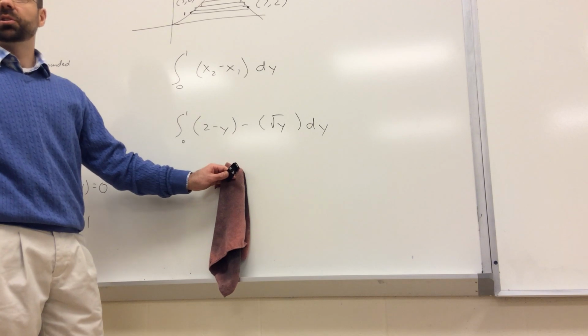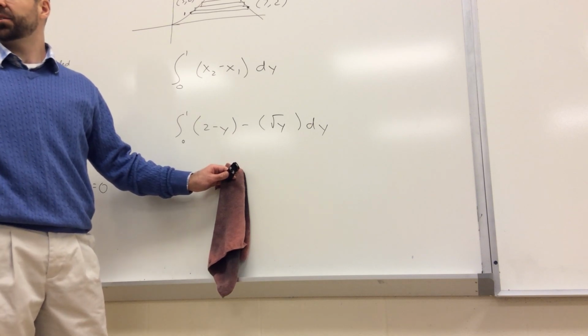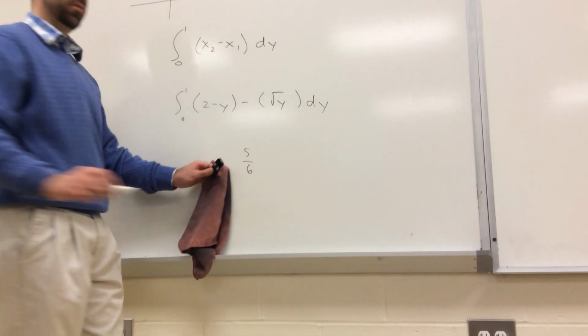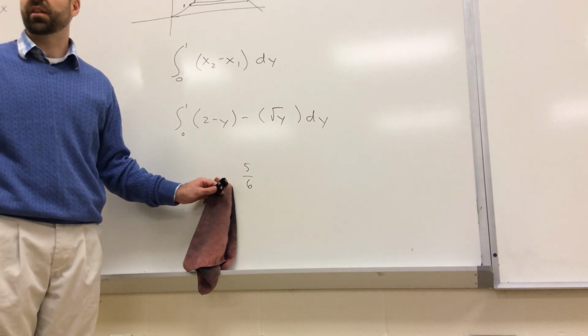So we're going to minus the square root of y. At this stage, you would do the antiderivative. Then you'd plug in 1 and 0 and subtract. If it wasn't a Wednesday, I would do that, but it comes out to 5/6. I think you know how to do that.